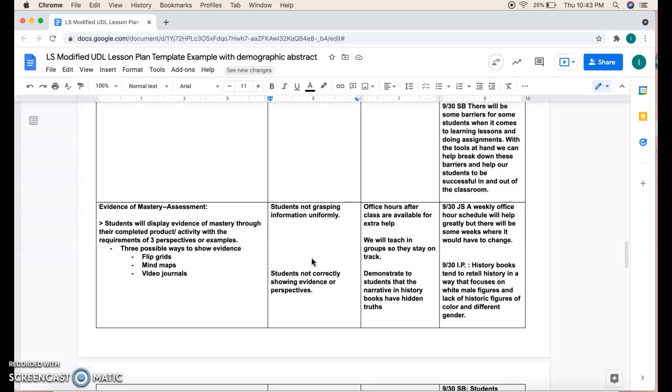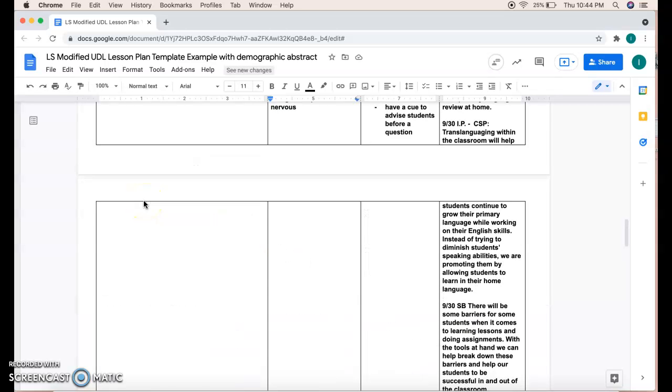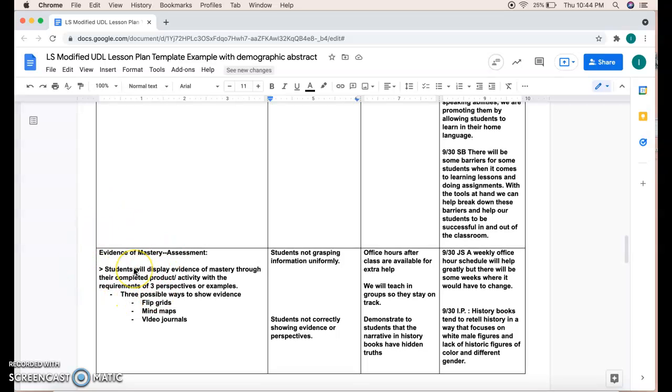Our evidence of mastery assessment: Students will display evidence of mastery through their completed product or activity with the requirements of 3 perspectives or examples. 3 possible ways to show evidence are Flipgrids, mind maps, and video journals. We referred back to our learning objective for this part of the lesson, because in order for them to show that they have mastered the information and understand it, we went back to the learning objective and restated it.